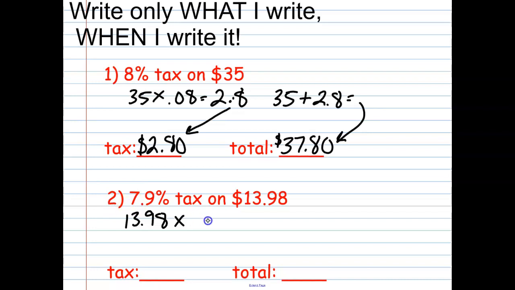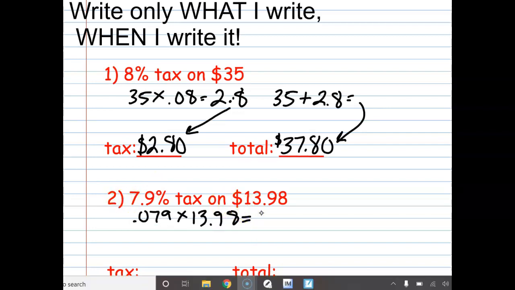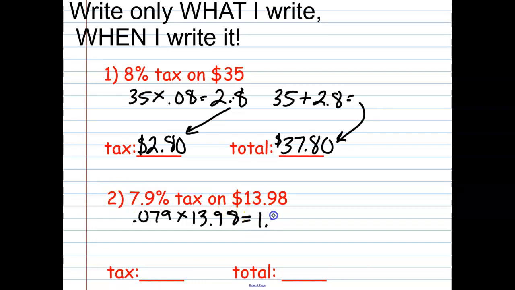So again, we're going to move the decimal twice. So that's going to be 0.079. We go to the calculator and it's going to give us 1.104 and some other stuff. But remember, we need 3 decimal places to round with.